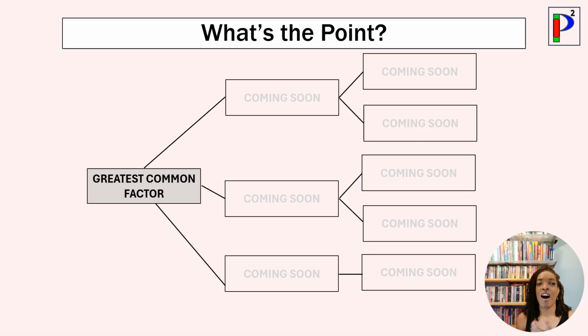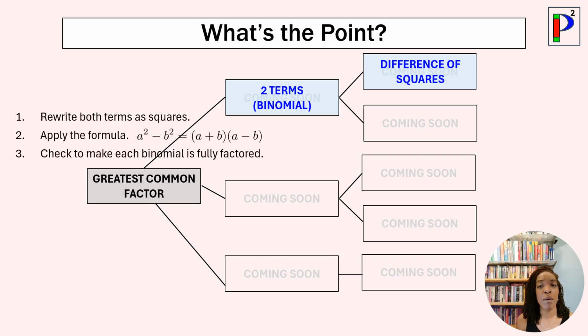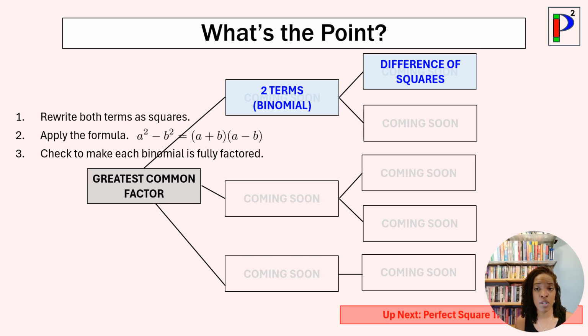Okay, our factoring tree is growing slowly, but it's growing. Dots is our first method for factoring 2-term polynomials, otherwise known as binomials. We just need to be able to rewrite both terms as squares, and the rest is easy. Always make sure to check for a GCF at the beginning and that the binomial is fully factored at the end. Our next video is perfect square trinomials, which is going to take us into 3-term territory.